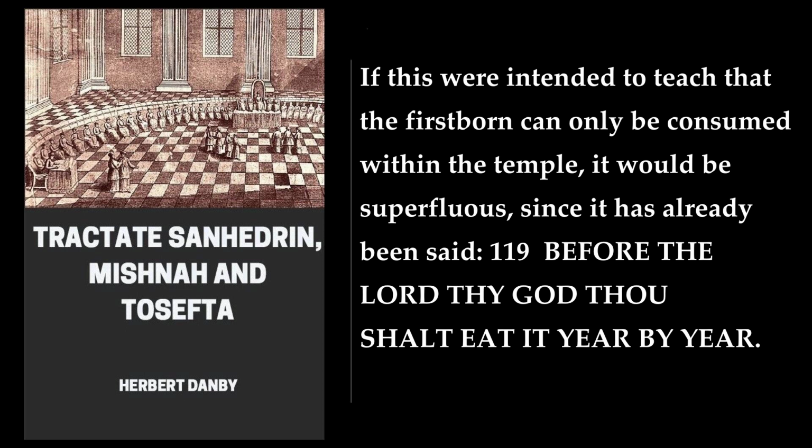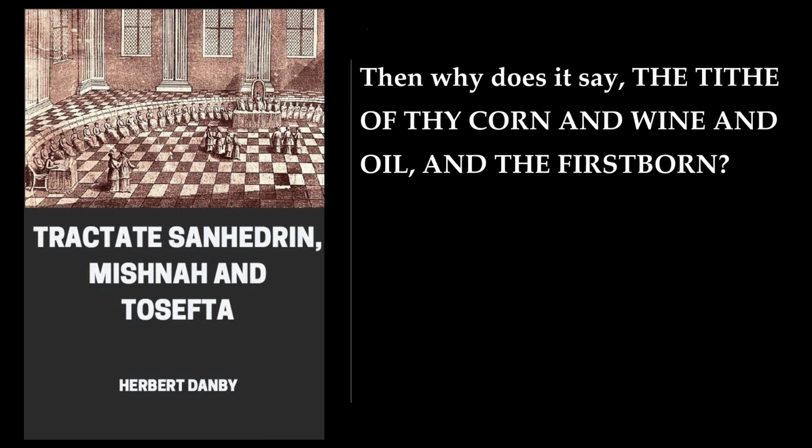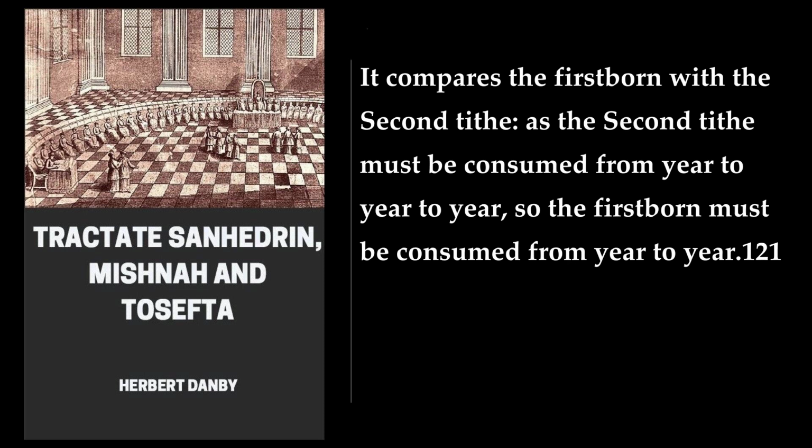Or if it were intended to teach that the second tithe can only be consumed within the temple, it would be superfluous, since it has already been said, "Thou shalt not be able to consume it within thy gates." Then why does it say, "the tithe of thy corn and wine and oil, and the firstborn"? It compares the firstborn with the second tithe: as the second tithe must be consumed from year to year, so the firstborn must be consumed from year to year.